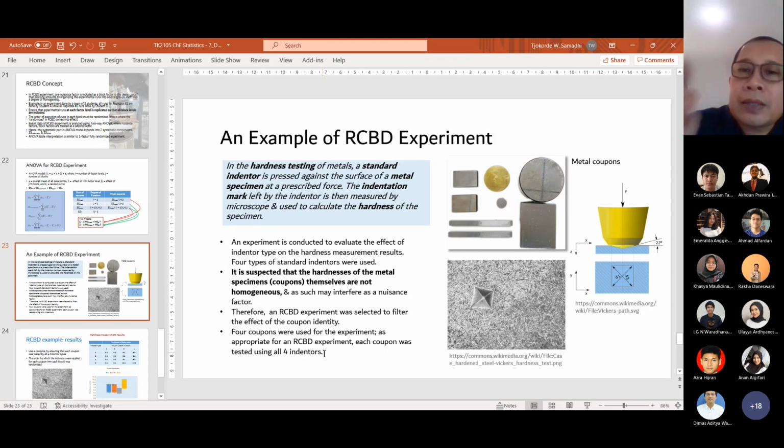Now, it doesn't have to be symmetrical like this. If you have, in this example, we have 4 treatment levels, right? We have 4 indenter types. Now, we're not saying that the number of blocks have to match the number of treatment levels. It doesn't have to be. That just so happens to be what we observe in this example.